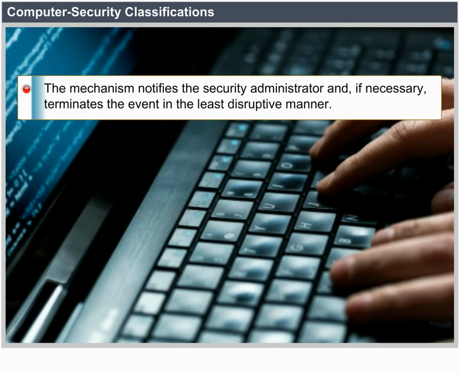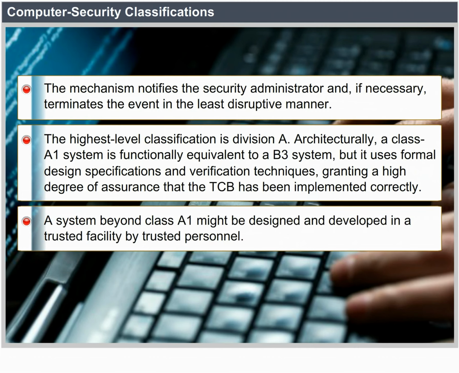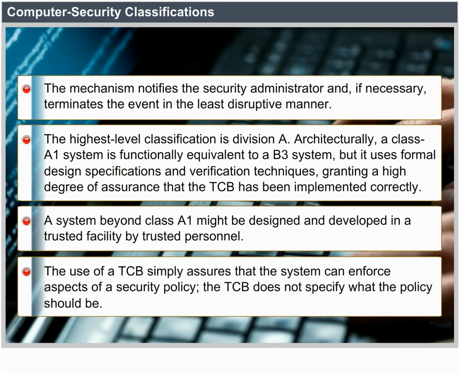The highest level classification is Division A. Architecturally, a Class A1 system is functionally equivalent to a B3 system, but it uses formal design specifications and verification techniques, granting a high degree of assurance that the TCB has been implemented correctly. A system beyond Class A1 might be designed and developed in a trusted facility by trusted personnel. The use of a TCB merely ensures that the system can enforce aspects of a security policy. The TCB does not specify what the policy should be.